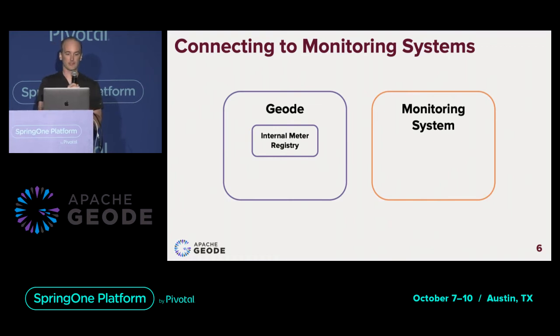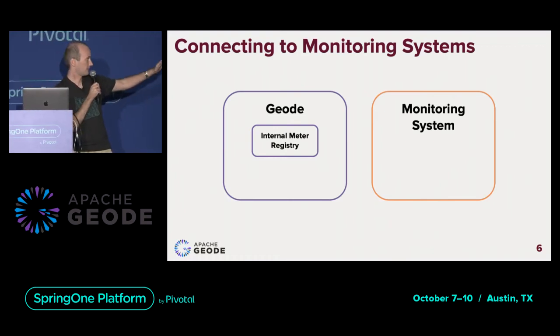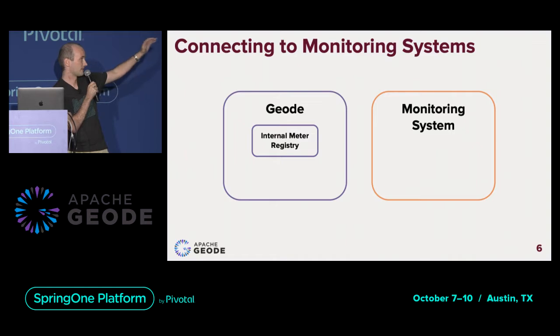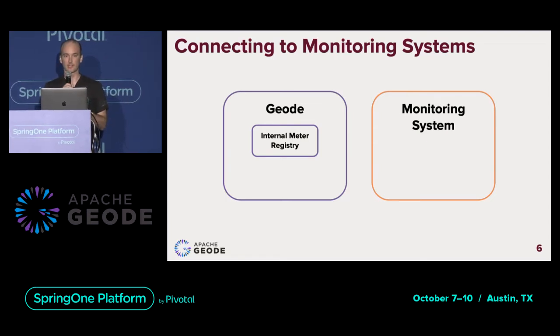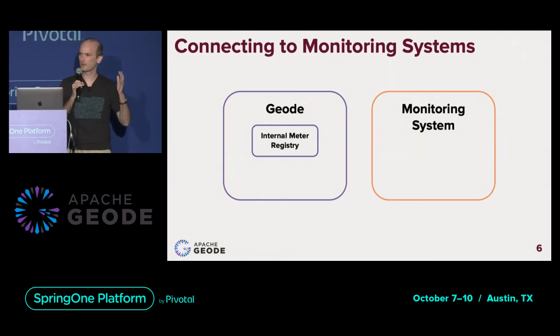So we're going to set up a little example here. We have our monitoring system and our Geode. Our monitoring system is external to Geode. This can be various different things. But the one thing we don't know is what monitoring system everyone uses.